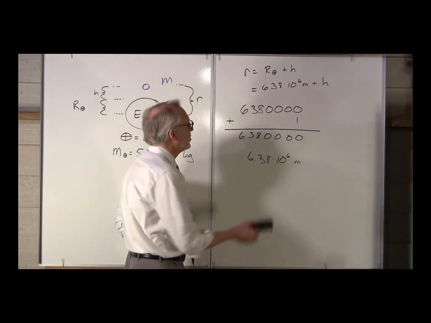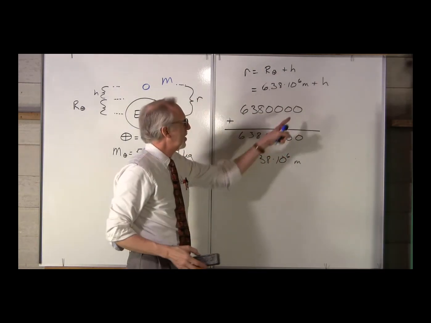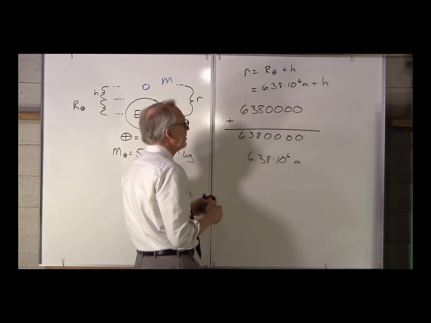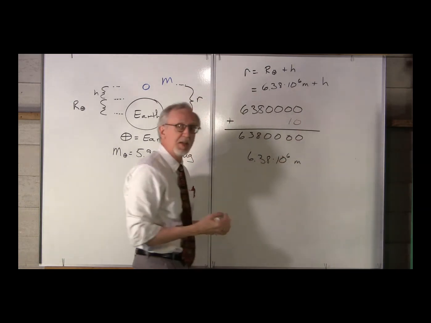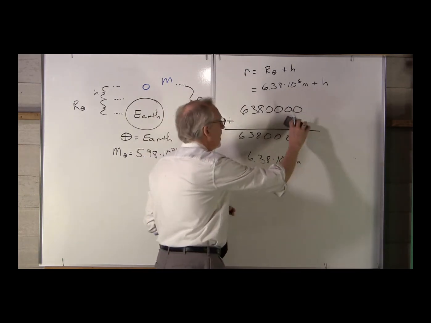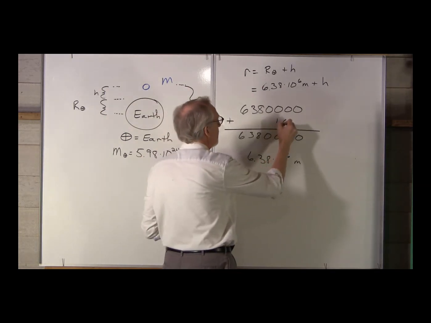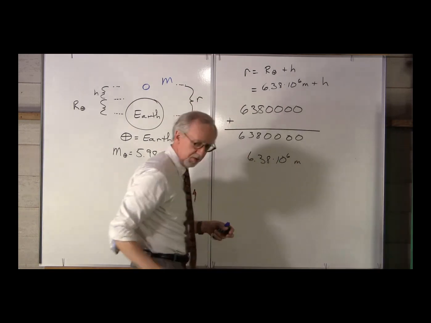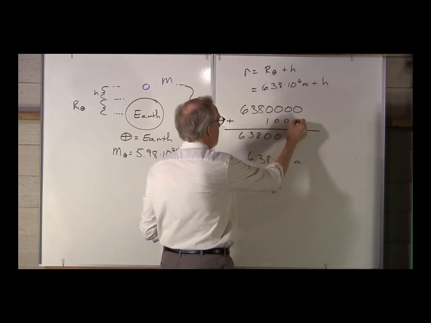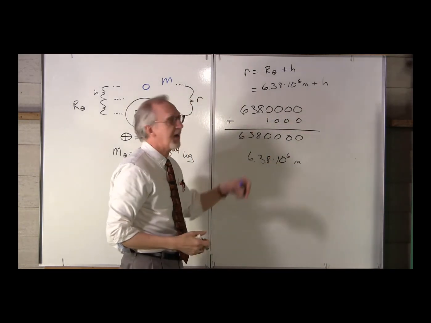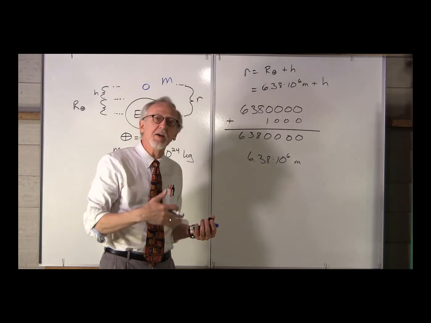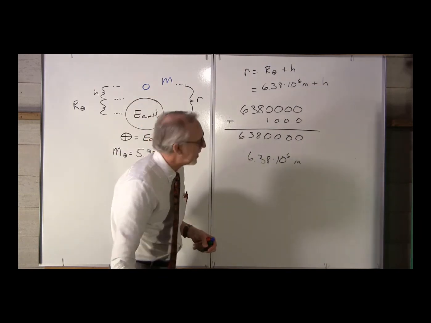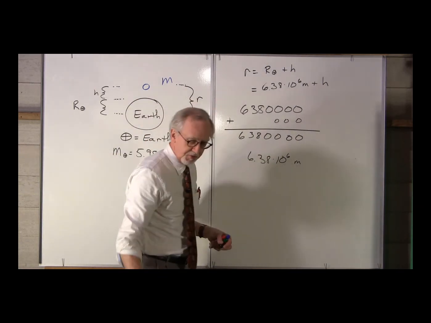Well, what if we were to make this a 2, or a 3, or a 4, or a 5, or a 9? No difference. What if we were to write plus 10 meters? Still, no difference. What about 100 meters? Still, no difference. What about 1,000 meters? Still, no difference. 2,000 meters? No difference. 3,000, 4,000 meters? Still, no difference.